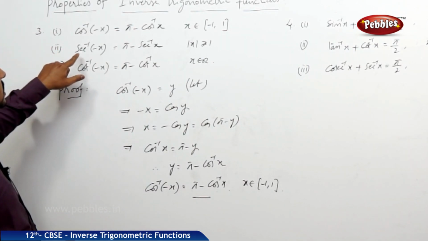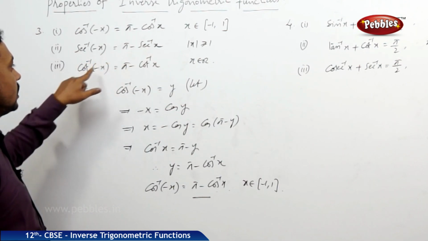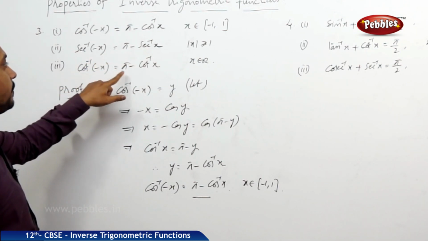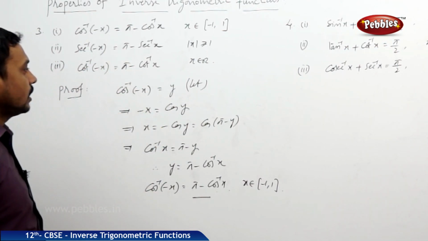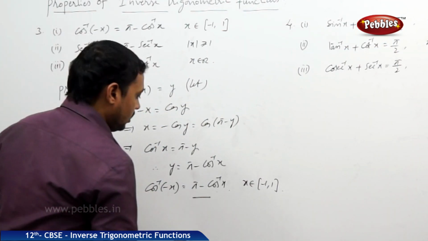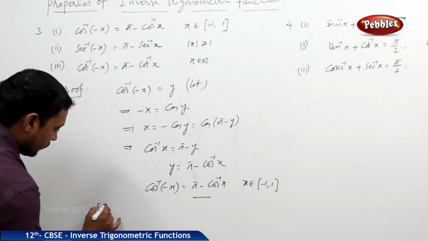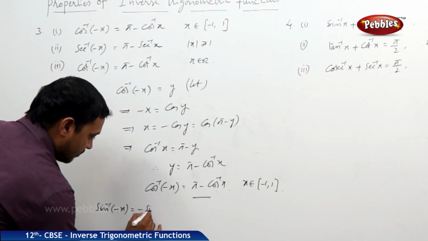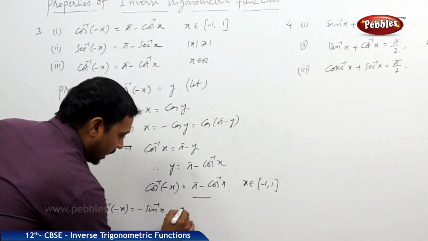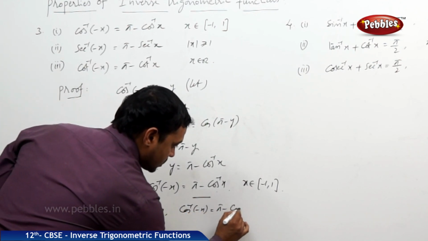Similarly, secant inverse of minus x is pi minus secant inverse x. Cot inverse of minus x is pi minus cot inverse x, which can be proved like this. So you see, sin inverse of minus x is equal to minus sin inverse x, and cos inverse of minus x is equal to pi minus cos inverse x.